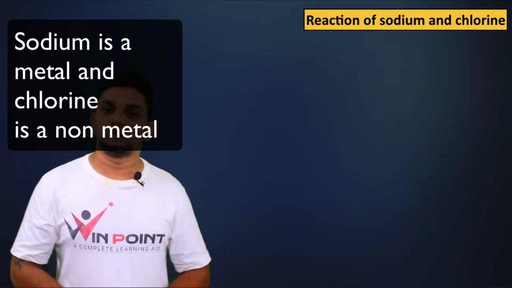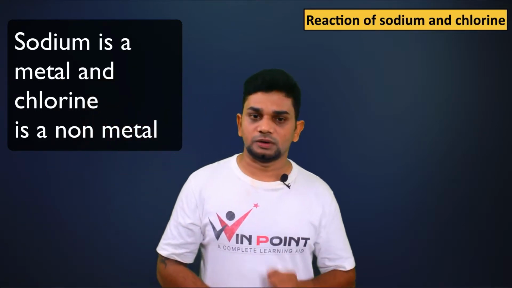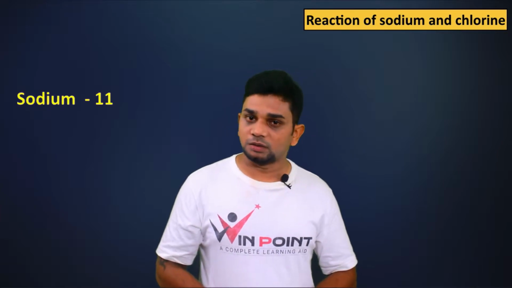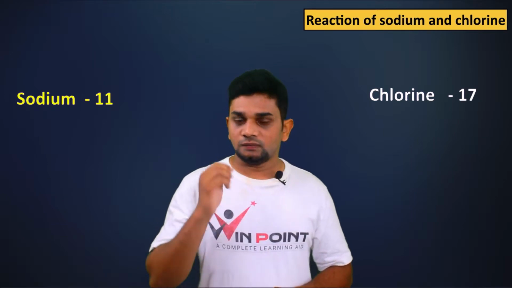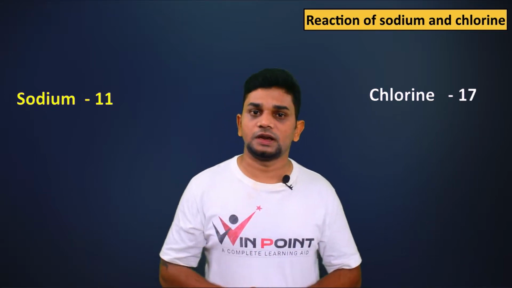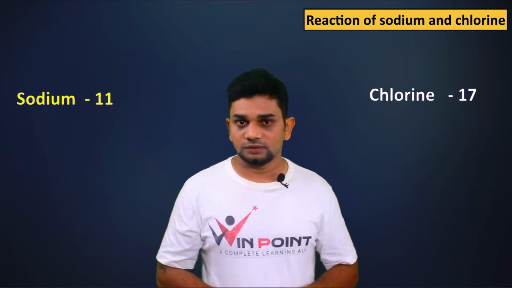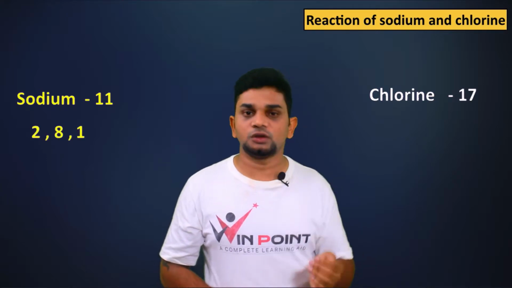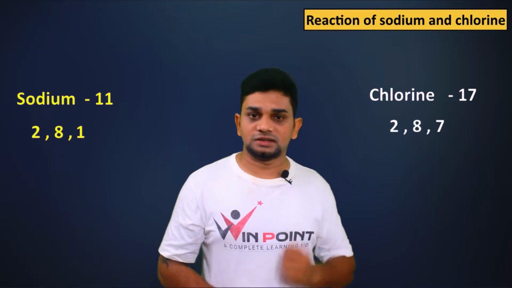Reaction of sodium and chlorine. Now we can discuss the reaction of sodium and chlorine. What is the atomic number of sodium? The atomic number of sodium is 11 and the atomic number of chlorine is 17. First we need to write the electronic configuration. If you don't know how to write electronic configuration, you can click the link above and see the videos. Sodium, 11, has the electronic configuration 2,8,1. Chlorine, atomic number 17, has the electronic configuration 2,8,7.